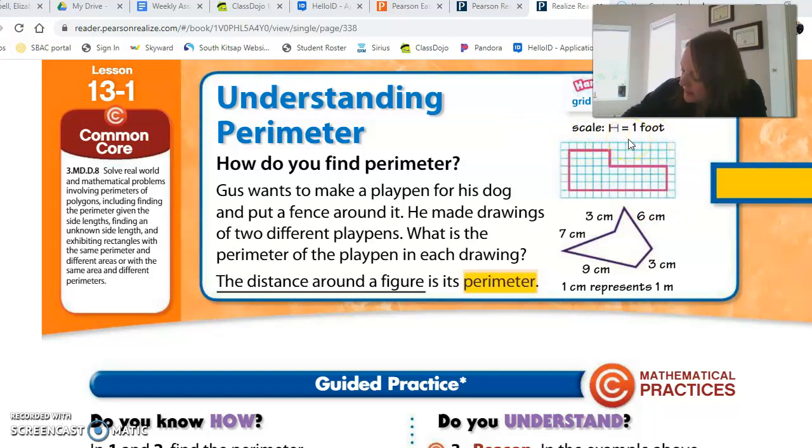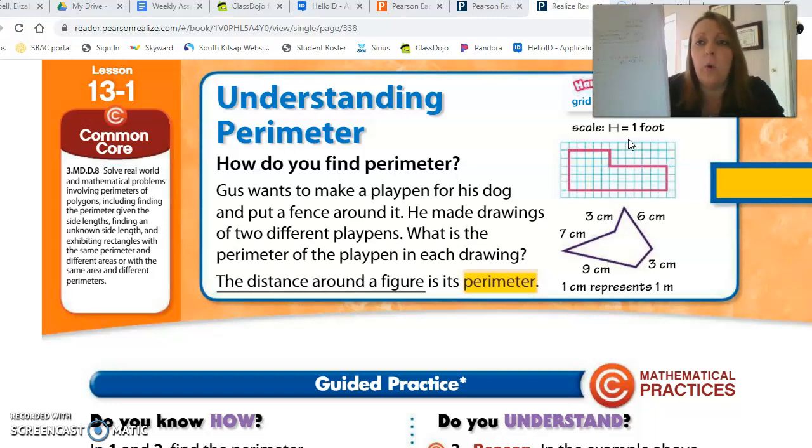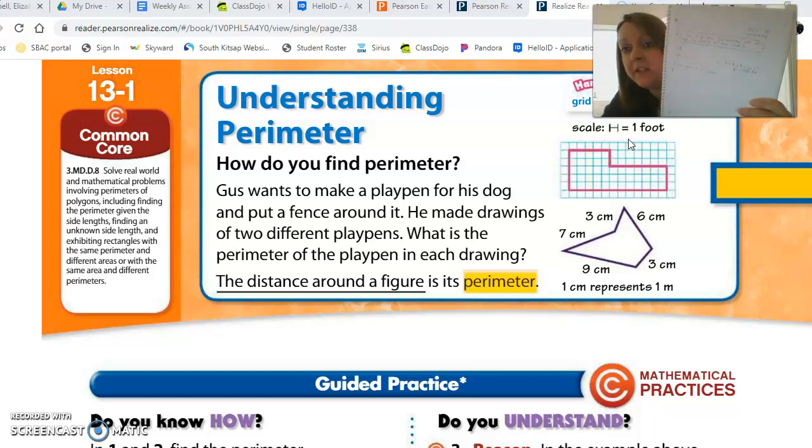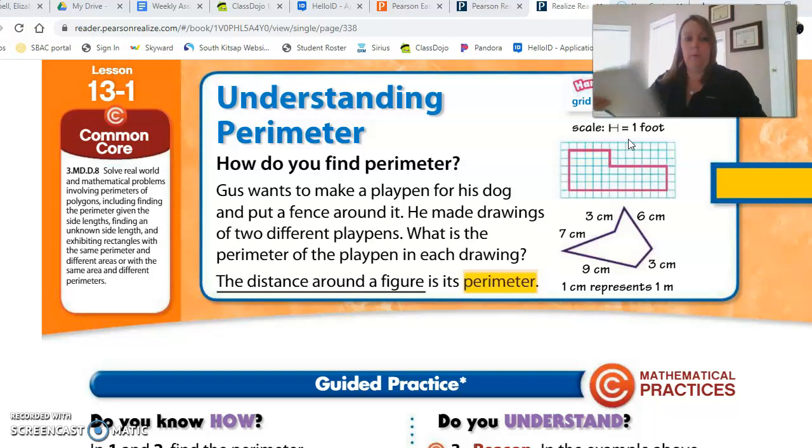So I'm going to say Gus gave us a scale. Because really, there's no way that he could draw that whole picture in feet. So he had to make it smaller, but yet a scale means that it's equal. So each one of those little marks will end up to be a foot. All right, number 4.